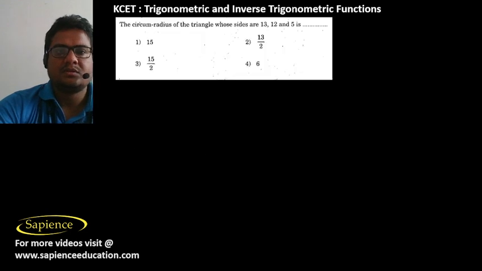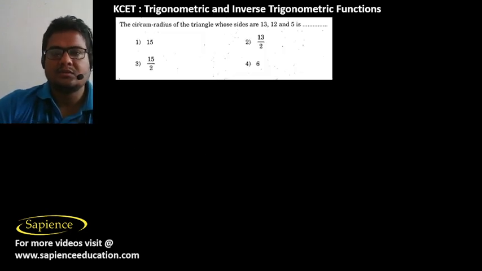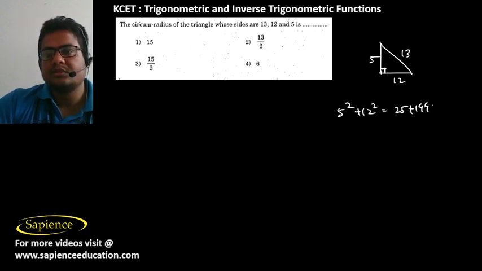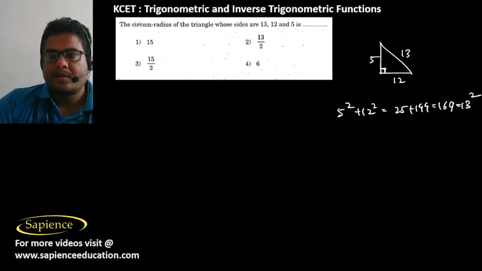Then here it is told the circumradius of the triangle whose sides are 5, 12 and 13. It means that it is a right angle triangle, since it forms a Pythagorean triplet. Since 5 square plus 12 square will be equal to 25 plus 144, which is 169, that is equal to 13 square. So therefore it is a right angle triangle.